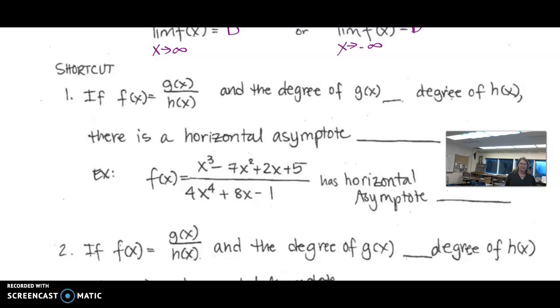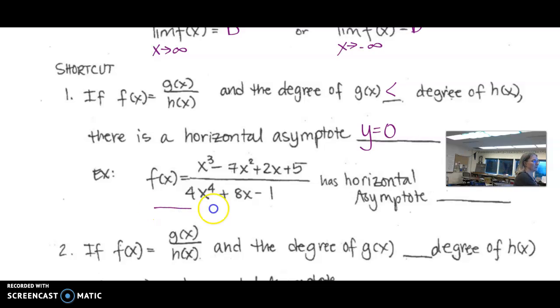All right, so we're going to look at a shortcut for finding these asymptotes. If you have a rational function, f of x equals g of x over h of x, and g of x and h of x are polynomials, and the degree of the numerator, g of x, is less than the degree of the denominator, h of x, there will be a horizontal asymptote of y equals 0. So anytime you have a rational function where the degree is smaller on the top than on the bottom, y equals 0 will be a horizontal asymptote.